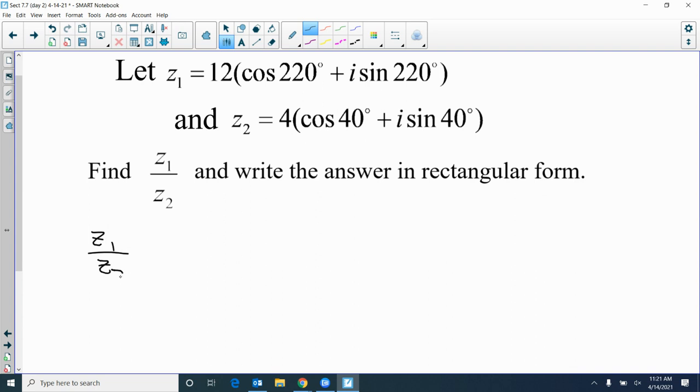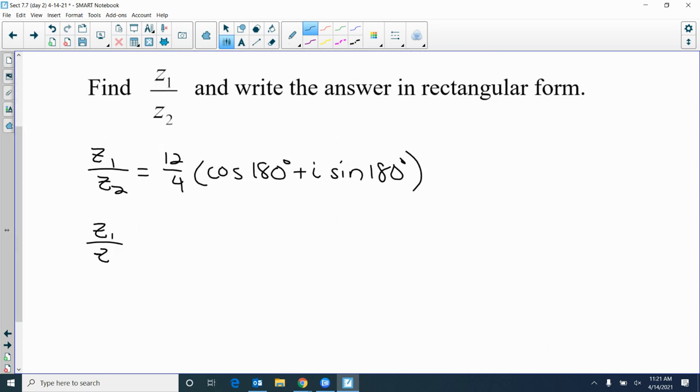So Z1 over Z2 is going to equal 12 over 4, which reduces to 3. Cosine of 220 minus 40 is 180, plus I sine of 180. If it's a unit circle angle, convert it to exact form. If it would be like 150 or 128 degrees, you'd have to use your calculator. But cosine of 180 is -1 plus I sine of 180. What's sine of 180? 0.